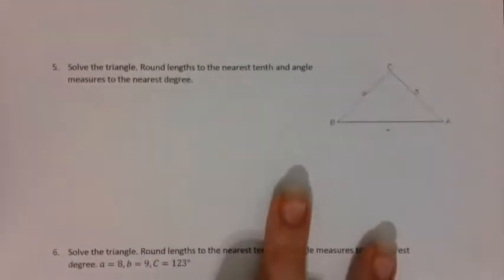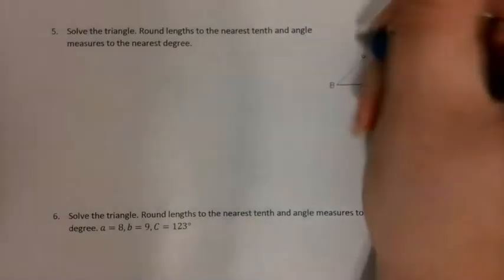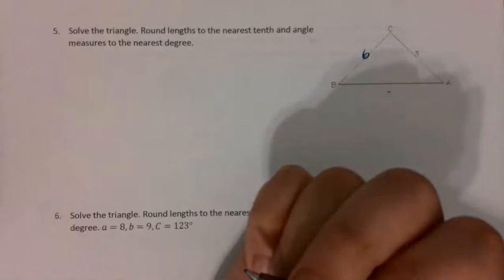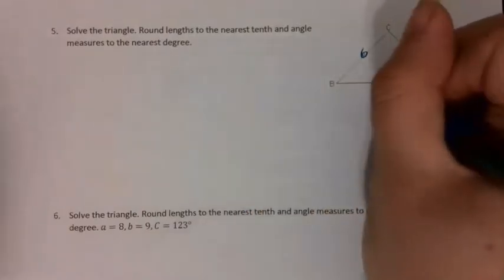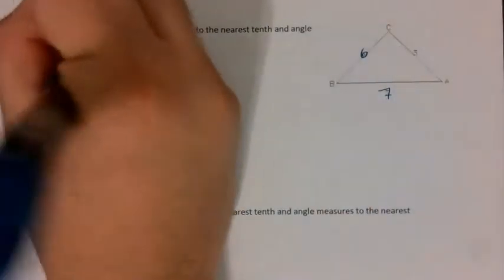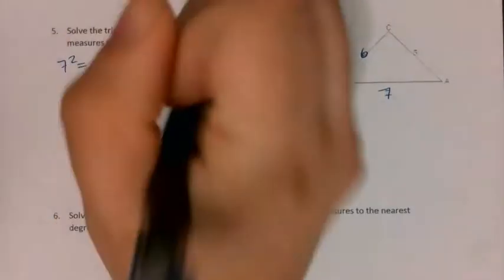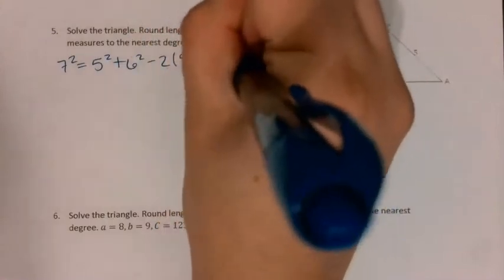Okay, moving on. This one wants me to solve the triangle, and it gives me side lengths. My printer didn't print out very well. 6, 5, and 7. So I am going to use the law of cosines, and I use it with my largest side length, which is this one that didn't print out well, 7. So I have 7 squared equals 5 squared plus 6 squared minus 2 times 5 times 6 cosine C, the angle opposite the side length I have.